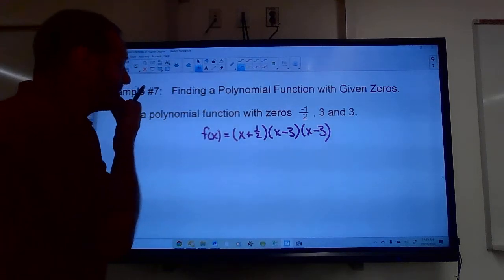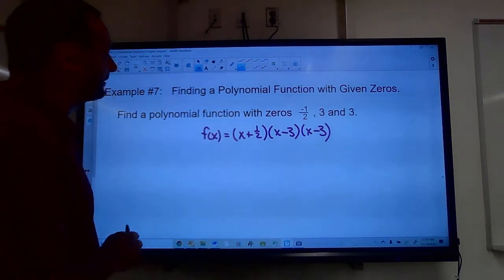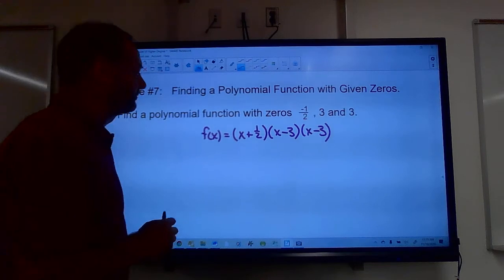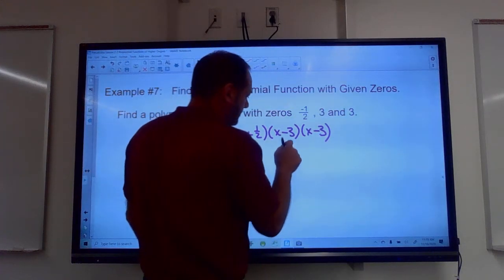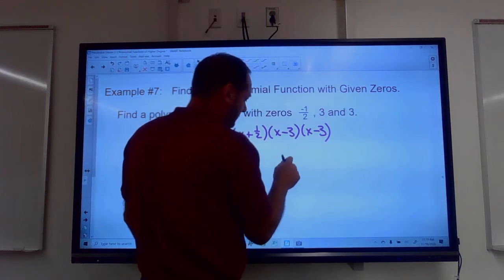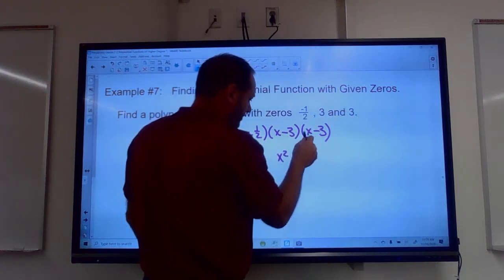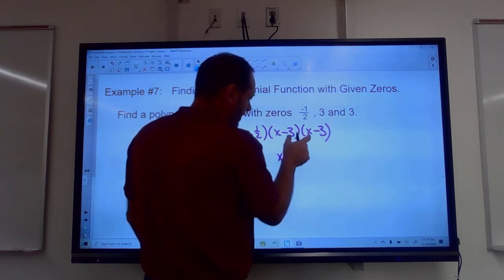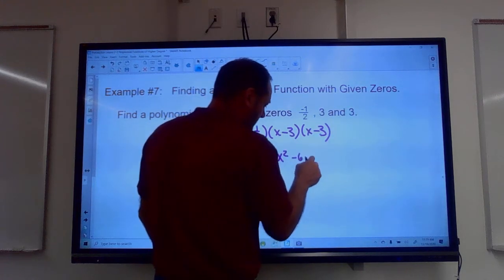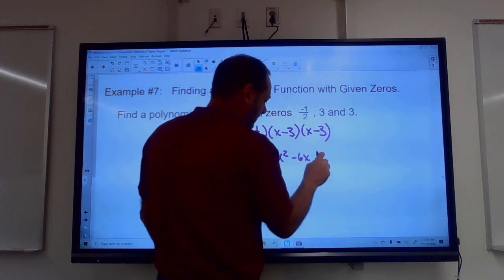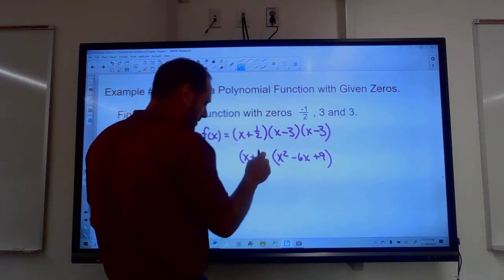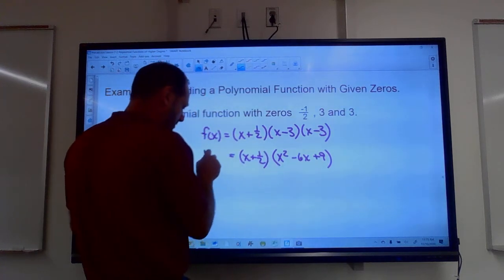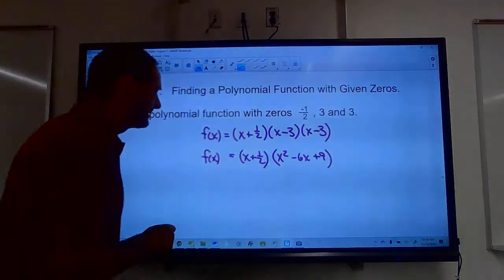Now, technically that's the answer. That's not going to be accepted by me though, so you need to be able to multiply this out. So you're going to FOIL, I would FOIL this first because that'd be easier. That'd be x squared first. X times x is x squared. Outside is -3x, inside is -3x, that makes -6x. Last would be +9. That's that step.